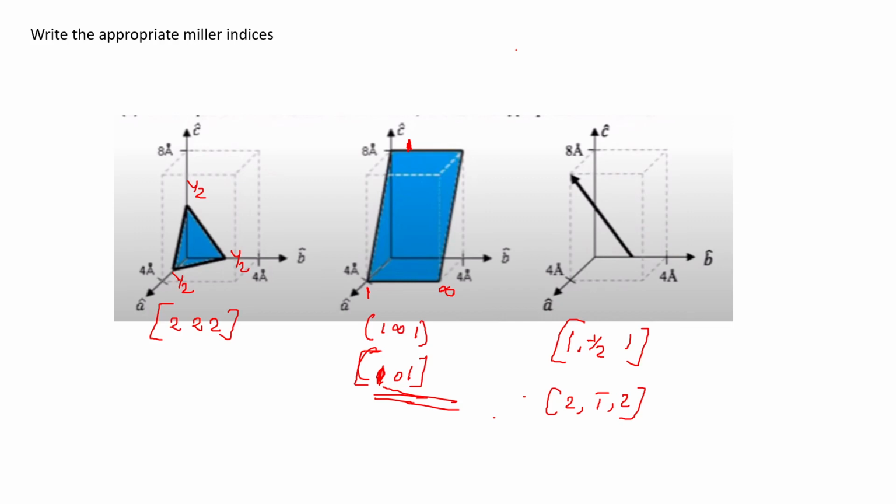Ma'am, in the third one, why negative 1 by 2? Yeah, see, normally how we draw the directions, it will start from left to right, like this or like this. Yes, ma'am. Here it's coming in the opposite direction. So that's why I took it as negative. Because it's a vector. You should know, it's not a plane. We are giving Miller indices for a direction. That's it.